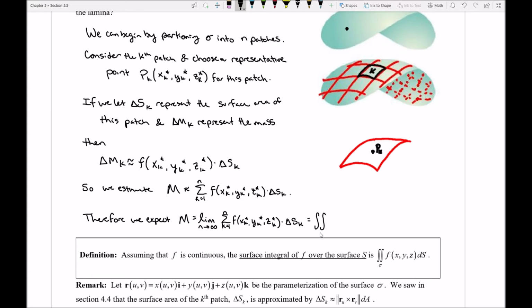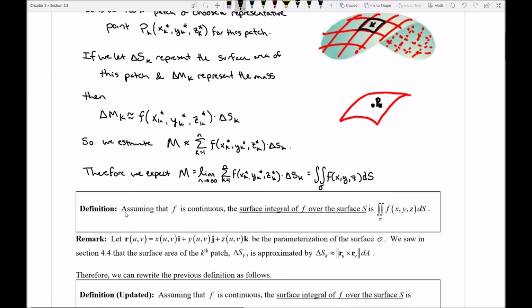So I would kind of have to be working with a double integral that works over this particular surface of sigma, and I'm measuring the density at every single possible point multiplied by the surface area. So this right here is a way that I could actually go ahead and compute the mass. And so we have this in our definition down below. Assuming that f is continuous, the surface integral of f over this particular surface, oops, this should say sigma here, over the surface sigma is given by this integral.